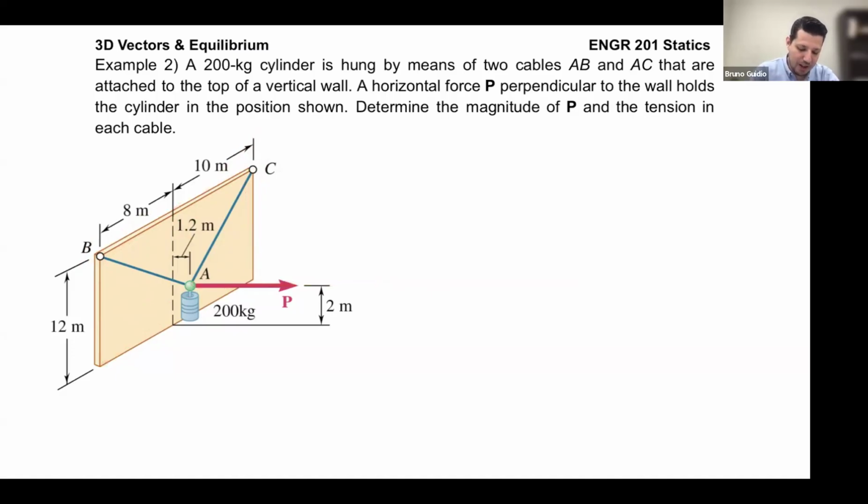So the cables are there. I just apply a force, probably with my hand, to move the cylinder 1.2 meters, it looks like, from the wall. We want to find the magnitude of this force P, and the tension in each cable. So we don't know the tension in this cable, the tension in that cable, and the force P to move this cylinder 1.2 meters from the wall. That's what we want to find. So let's go and solve it.